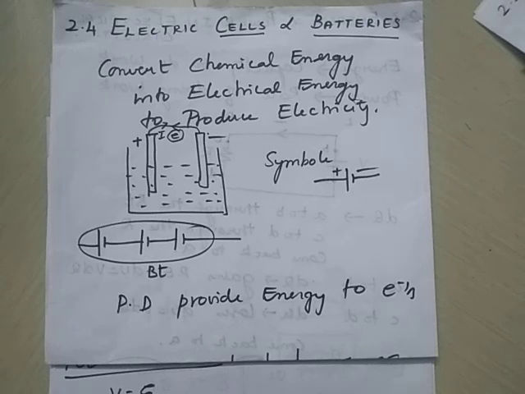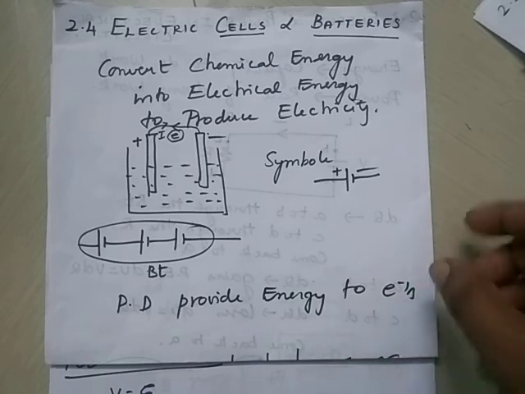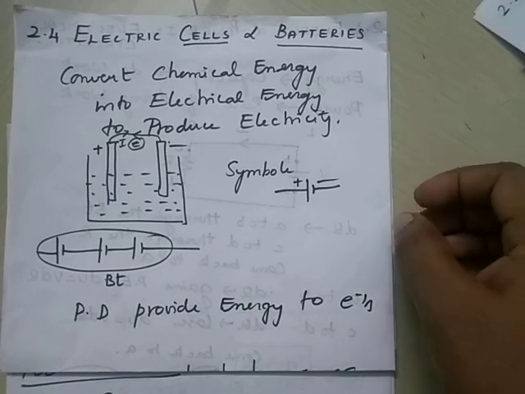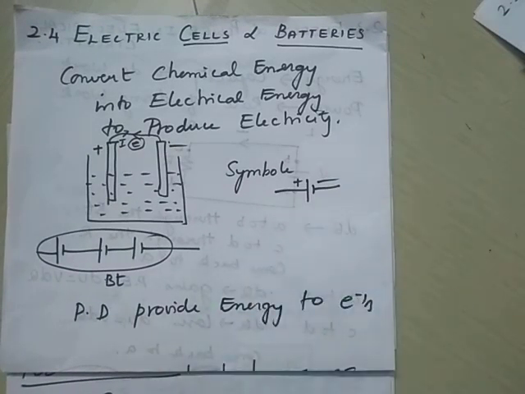Hi students, we are at the last moment of today's class, so it's time to recall. I will recall it in a short manner. Our first topic is electric cell and batteries. A cell or a battery is a device that converts its chemical energy into electrical energy to produce electricity.